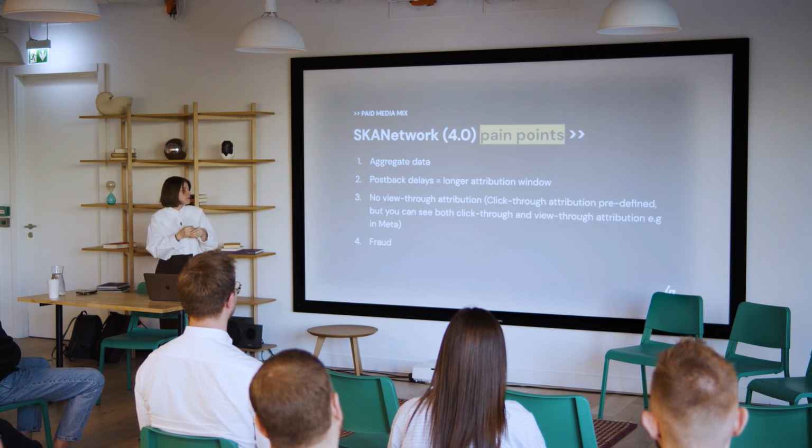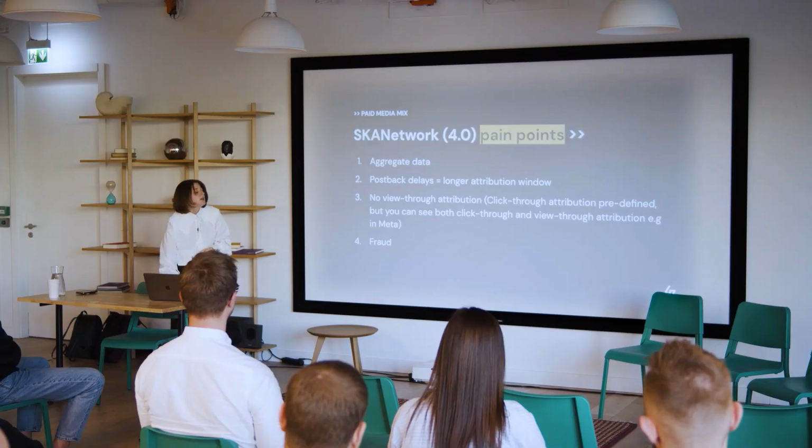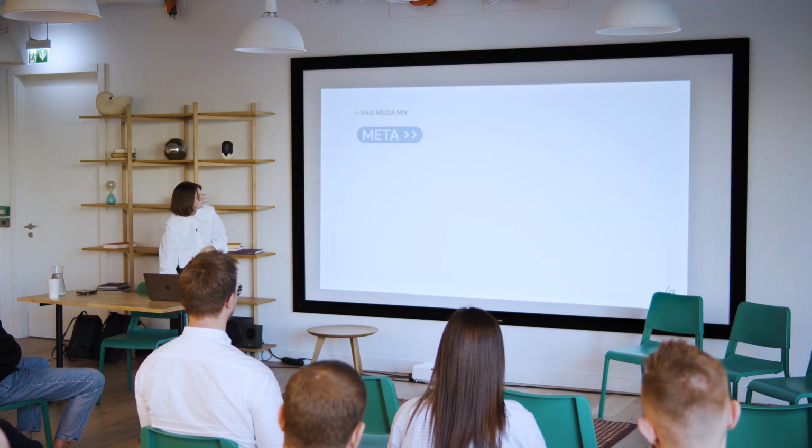You also don't have view-through attribution. Mainly it works with click-through attribution. Meta, for example, shows view-through attribution, but you need to find it somewhere and you need to click on different things, so it changes the situation slightly. And the fraud itself, because it's much harder to understand. You have aggregated data, so you're actually not really sure if the person is coming from Poland or maybe from India. So it also doesn't help the marketer for sure.